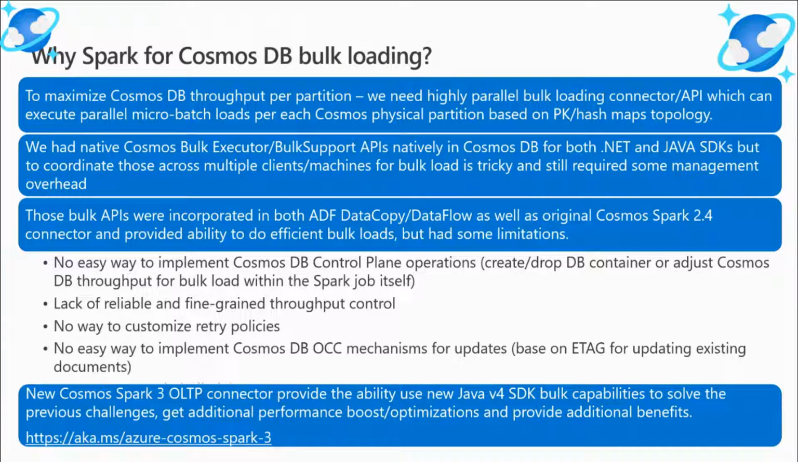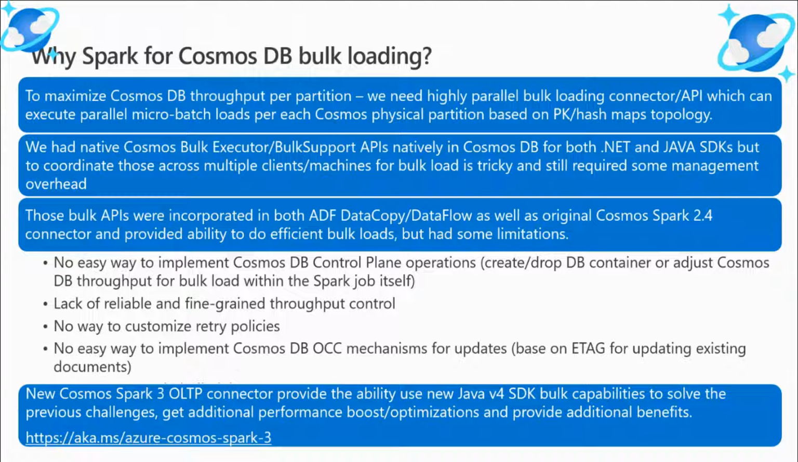But all those technologies natively have the same concept behind the scenes. They execute parallel micro batch loads to minimize the number of round trips to the backend in Cosmos, and they are Cosmos aware from a partitioning perspective, so they can parallelize that workload more efficiently to distribute the data for both reads and writes.